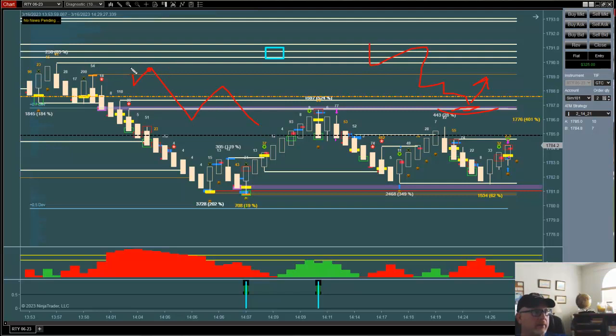Now there was another one up here where they want you to take the second one, but I'm okay with going after the first one personally. They want this number to be higher than 125%. You can see it's at 524%, so it screamed at me that this was a decent HD setup, as they call it, hidden divergence.